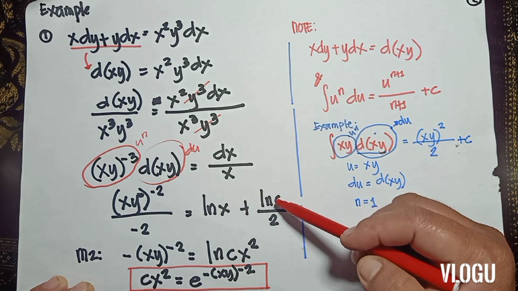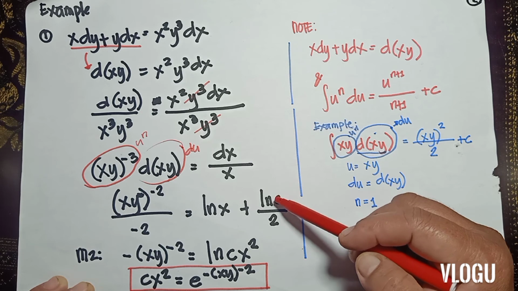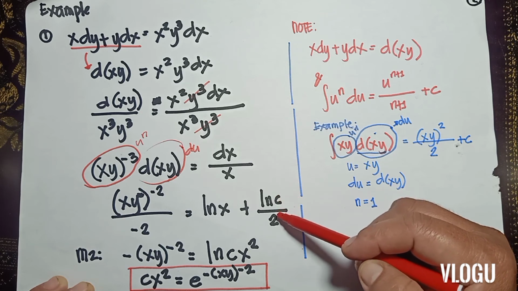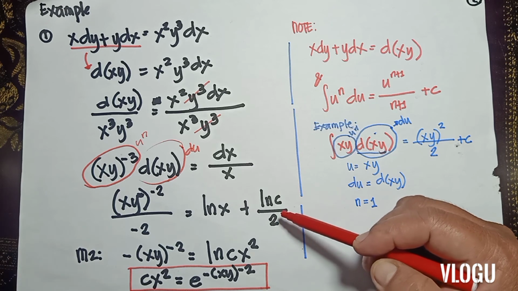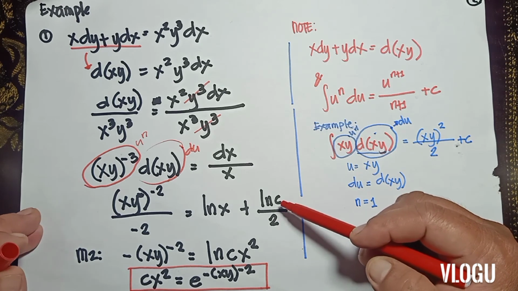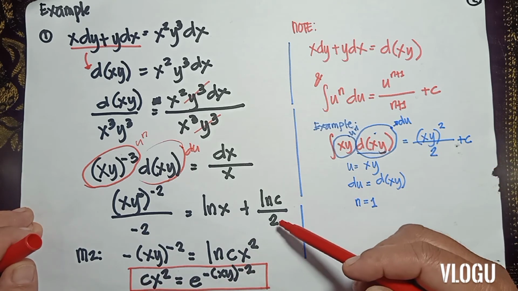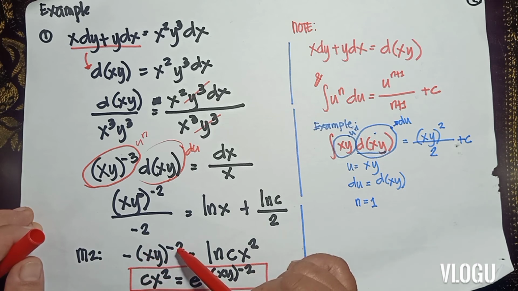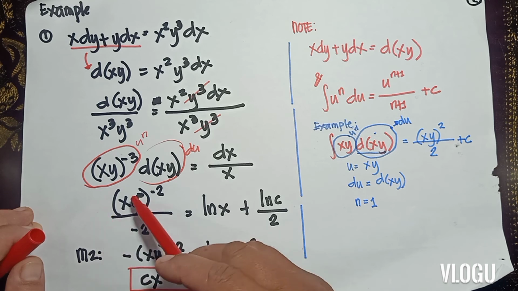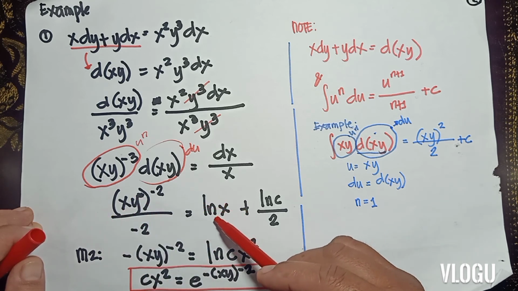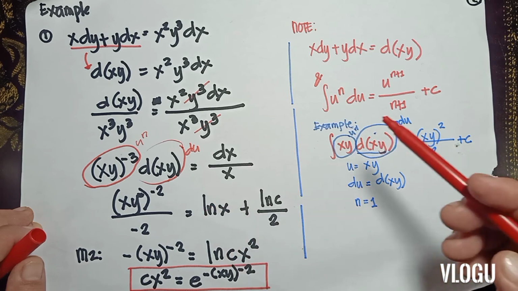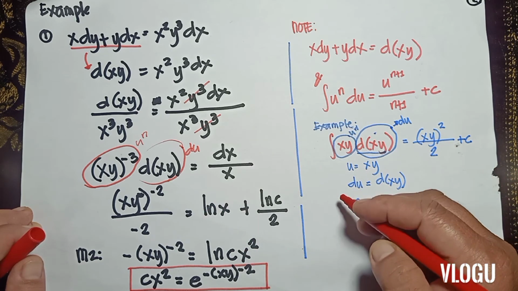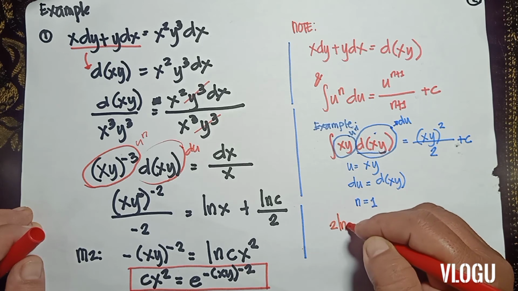Plus ln of your constant over 2. So that's it. And then, if we want to get rid of our denominator, we multiply everything, both sides, with 2. So multiply by 2, so you will have negative xy negative 2. Because if you are going to multiply by 2, this would be cancelled. What will happen if you are going to multiply this by 2? So you will have 2 ln of x.